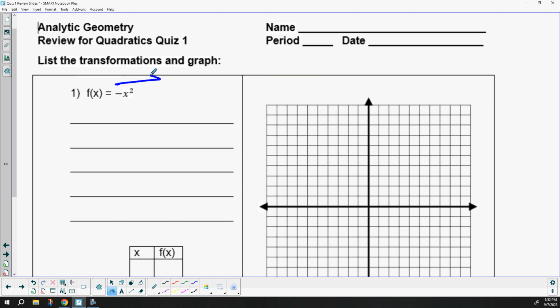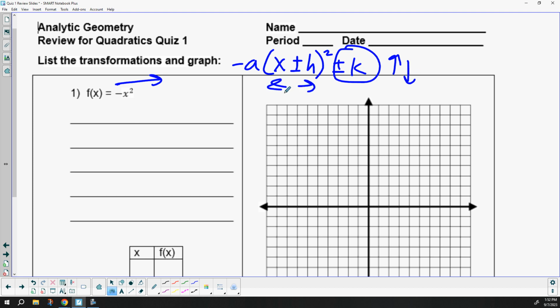Going to read these left to right, just like in your notes. Each one of these little pieces of the vertex form have properties. The K controls the up and down. The H controls the left and the right. The A controls that stretch or the shrink. And the negative out front controls if it reflects.